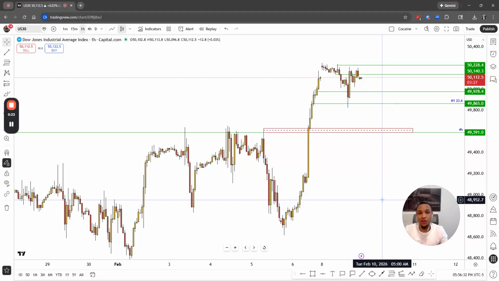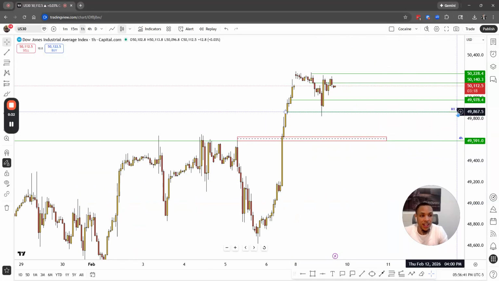Now, the reason why I go about doing that is because at the end of the day, the lower time frame movement goes accordingly to the higher time frame movement of price. So as you guys can see right here, it says H1 23.6. It also says my H4.